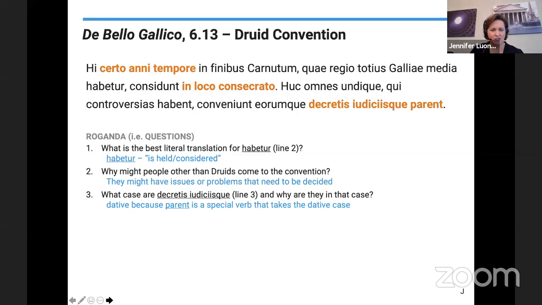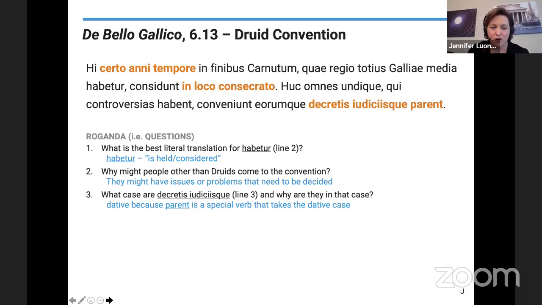All right, so yesterday we talked about the fact that habetur in the passive really means is considered. So when the Druids gather in loco consecrato, in a sacred place in finibus Carnutum, in the boundaries of the Carnutes, certo tempore, at a certain time, again, another ablative of time that we talked about yesterday, anni, of the year, they pick this place because this regio, this region, habetur, is considered media, the middle part, totius Galliae. So it's convenient to everybody.